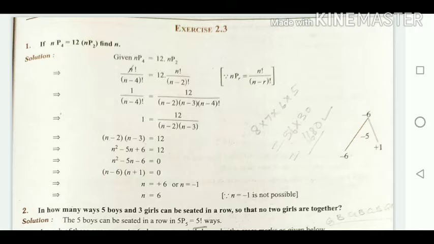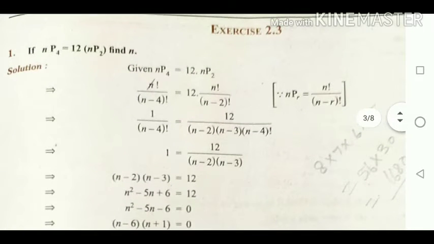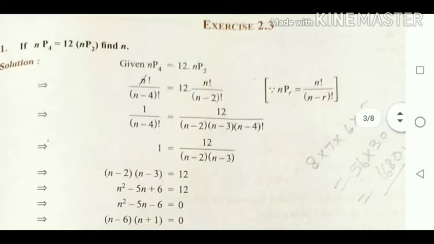Okay, here the first sum is related to nP4 equal to 12 nP2. Find n. Here it is permutation. nP4 is nothing but n factorial divided by (n minus 4) factorial. The formula is given here: nPr equal to n factorial divided by (n minus r) factorial. Applying these formulas, we are finding the value of n. So here the question is nP4 equal to 12 nP2.